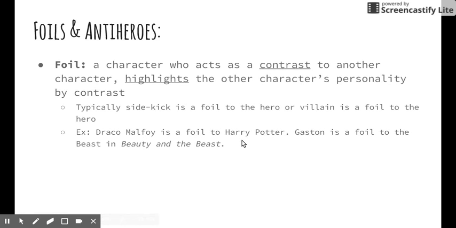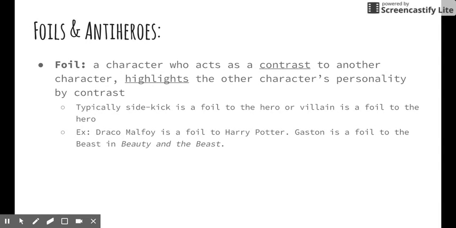For those of us who are familiar with either the books or the movies, we know that Draco Malfoy is pretty much everything Harry Potter is not, and each time he acts a certain way, it highlights Harry Potter's contrasting qualities. Also, Gaston is a foil to the Beast in Beauty and the Beast. These are just two examples, and even if you're not super familiar with either of these particular works, that's okay.